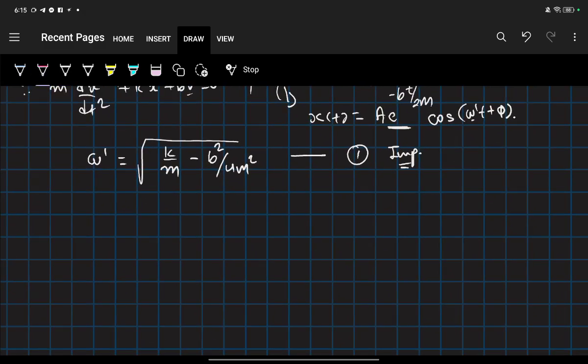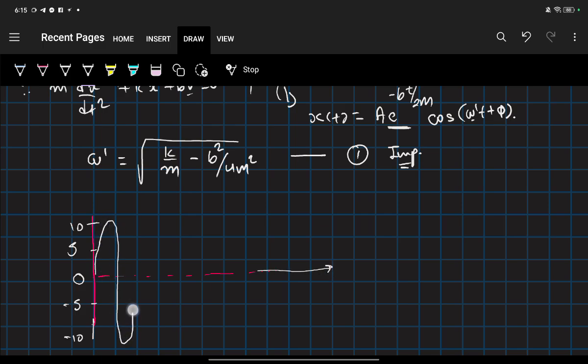So if we want to make a graph, it will look this way. This is 0, this is minus 5, let's say, this is minus 10, this is 5, this is 10. This axis represents time, then the graph looks like this.